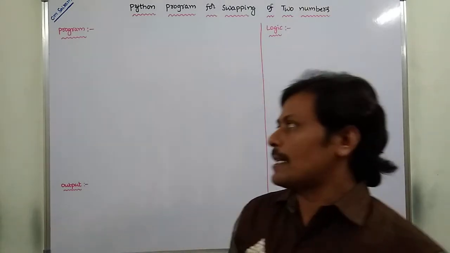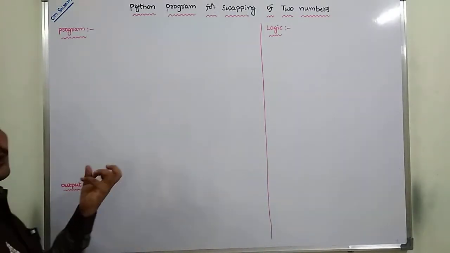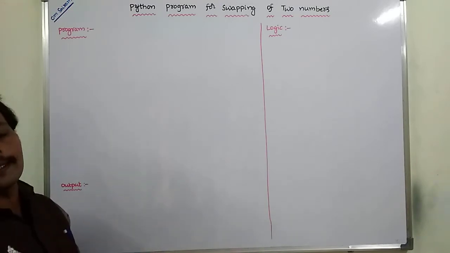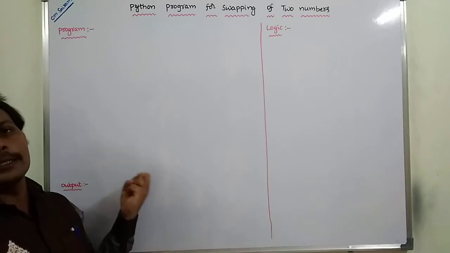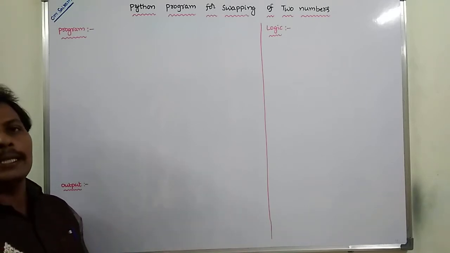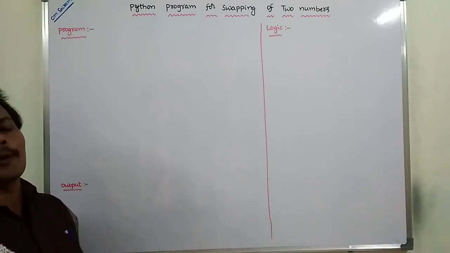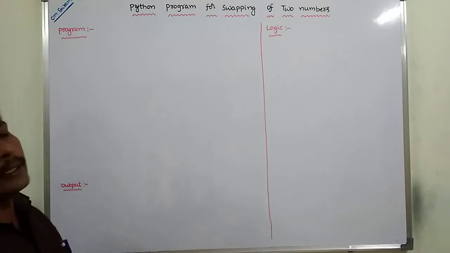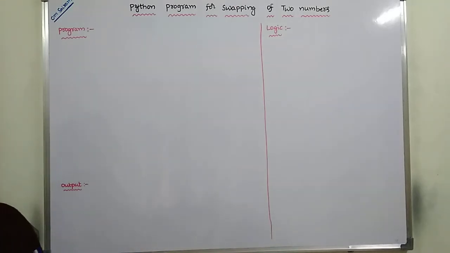First of all, we have to accept two numbers from the keyboard. Those numbers are stored in two variables. Then swapping the values of two variables will be discussed in this program by using Python.